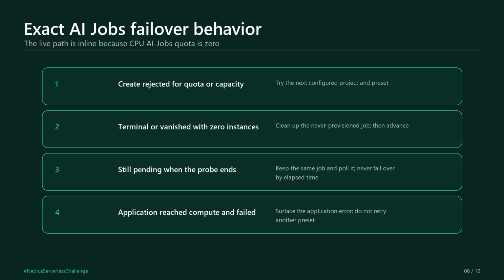If compute was provisioned and the application then fails, Archon surfaces the application error without retrying another preset. This logic is built and tested, but the current live product uses the inline subprocess path because tenant CPU jobs quota is 0.